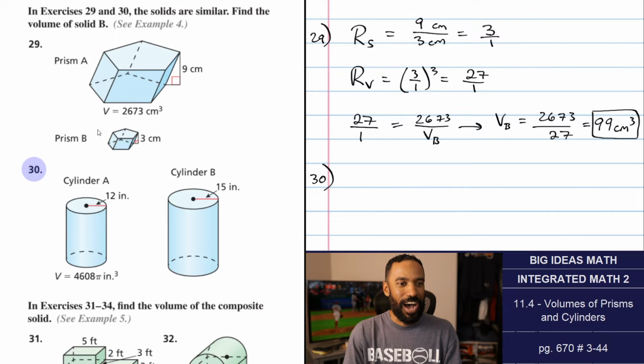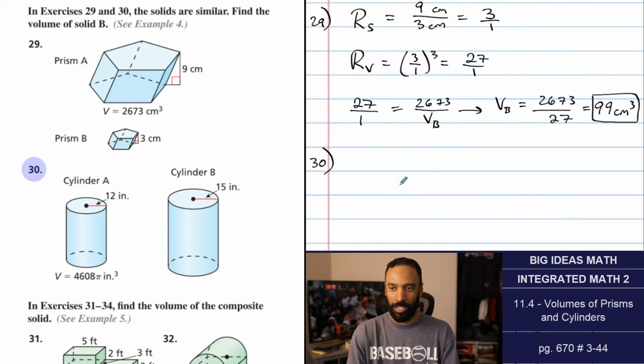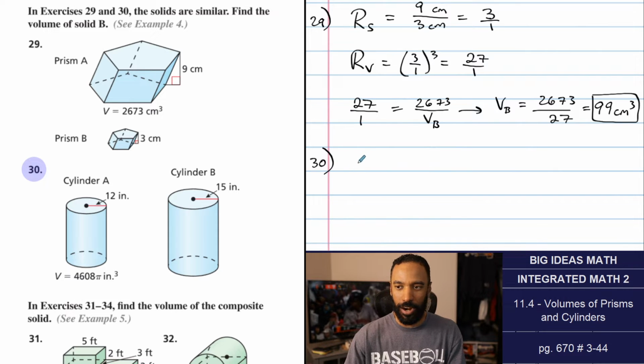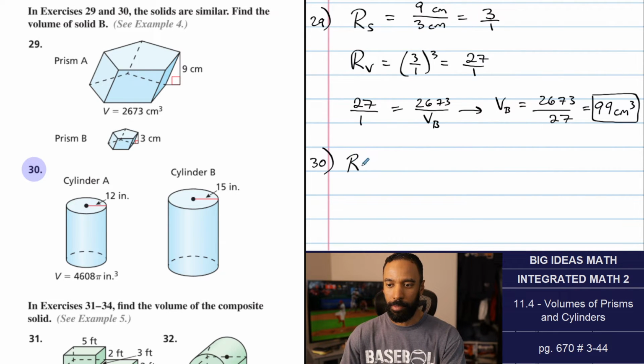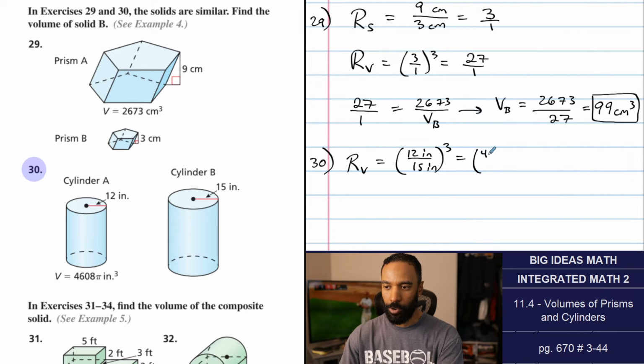It's not as easy. Number 30, we have 2 cylinders. Once again, I don't need formulas for this stuff outside of how these things compare. So the similarity ratio is going to be, how about this? Let me just say volume ratio straight up. Volume ratio is going to take your similarity ratio from one to the other, like 12 to 15, and we're going to cube that. And that reduces, by the way, to 4/5, and it's probably best that you do reduce that, or you could even call it 0.8.